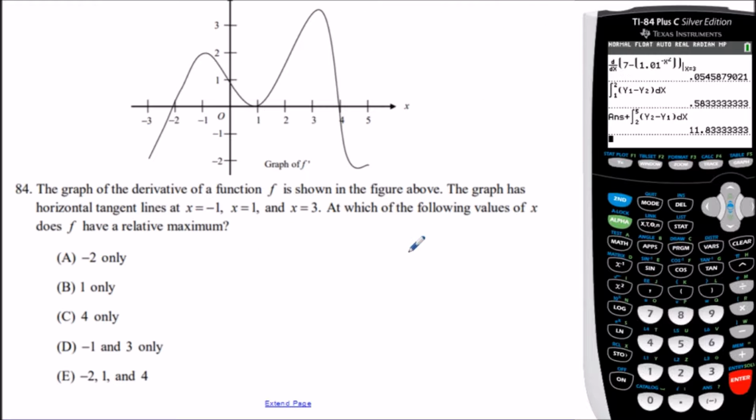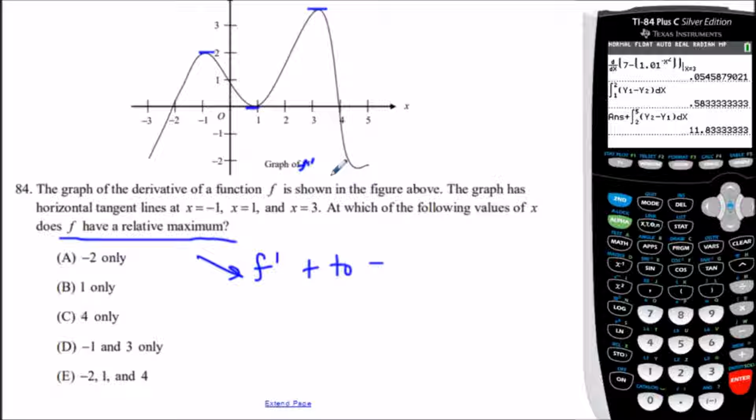For question 84, we have the graph of the derivative of f above. So this is a graph of f prime. They're telling us there are horizontal tangent lines at x equals -1, x equals 1, and another one at x equals 3. And they're asking us to look for the value of x where f has a relative maximum. So the moment you hear this phrase, you should automatically think first derivative test and say we're looking for where f prime changes from positive to negative.